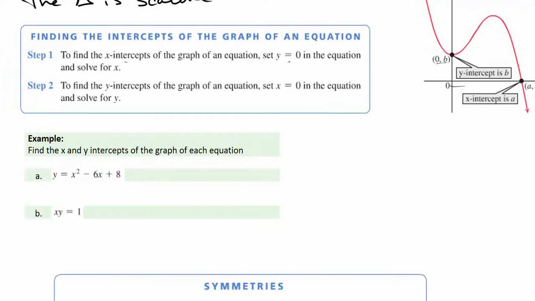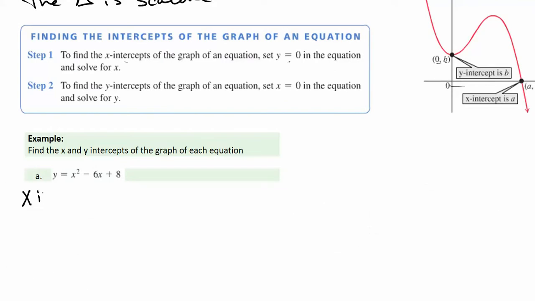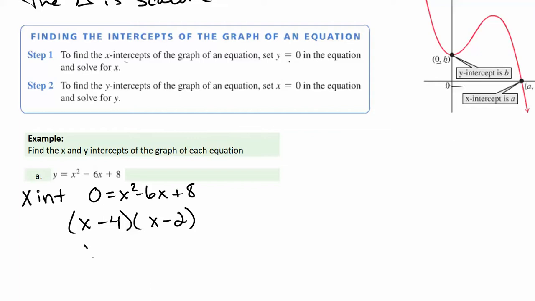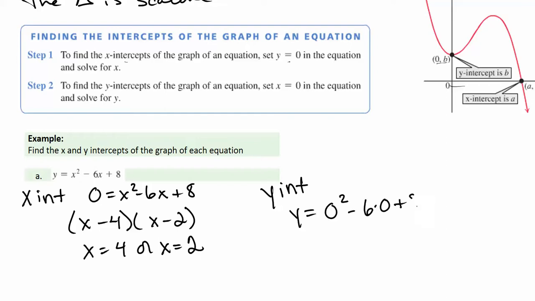So on this first one, the x-intercept is going to be 0 equals x squared minus 6x plus 8. We know that we will factor this as (x - 4)(x - 2). So we get x equals 4 or x equals 2. Those are our x-intercepts. To get our y-intercepts, we'll plug 0 in for x, which is always more fun. y equals 0 squared minus 6 times 0 plus 8, which is equal to 8. So our y-intercept is 8.